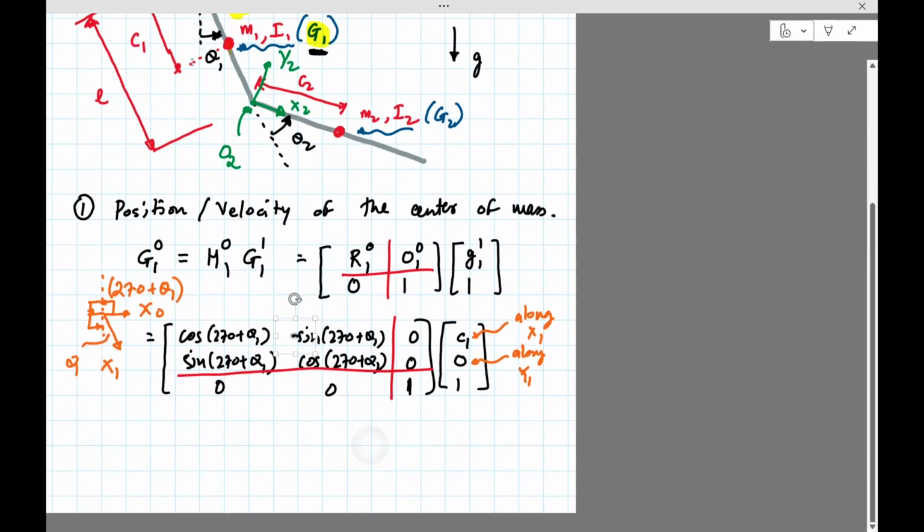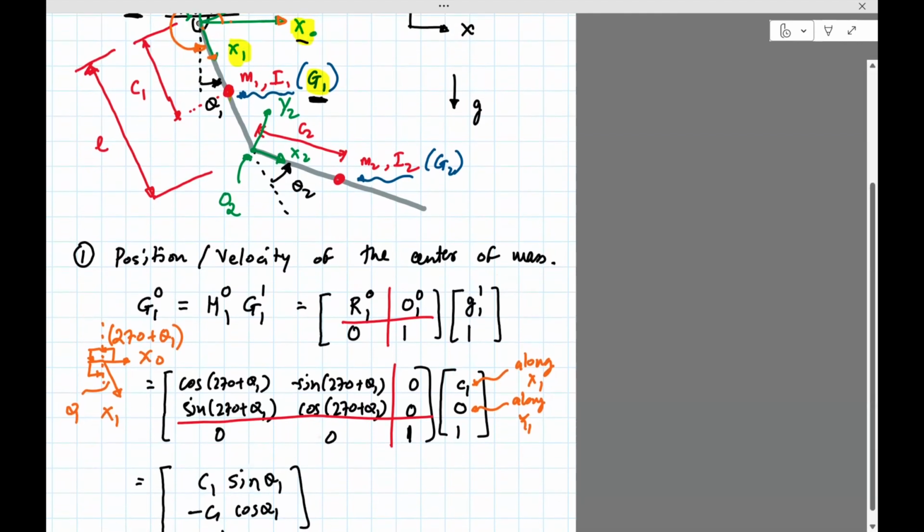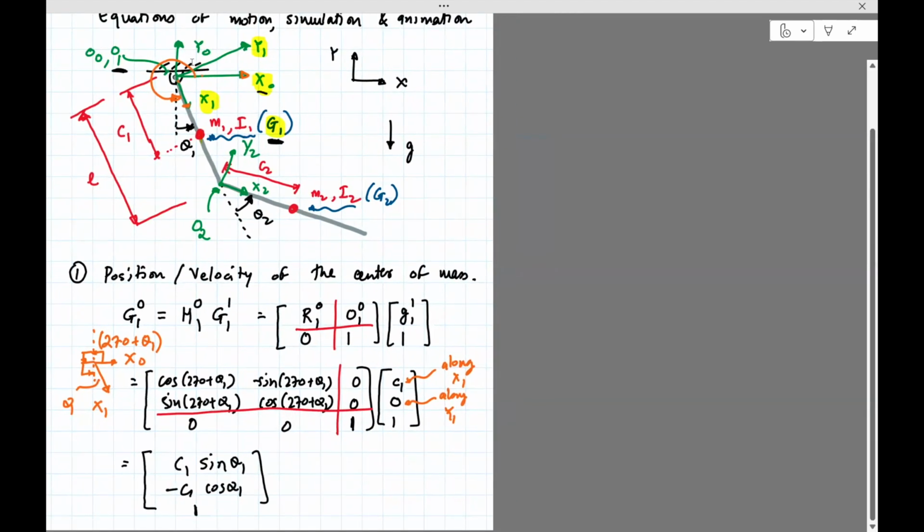Okay, so this is an exercise in matrix algebra. If you do this calculation, what comes out is C1 sine theta 1, minus C1 cosine theta 1, and 1, which you can probably see from the figure just by trig, right? So the distance along the x-axis, this distance, is going to be C1 sine theta 1, which makes sense. And then for the y position, it's going to be just C1 cosine, but then it's along the negative y, so it's negative.